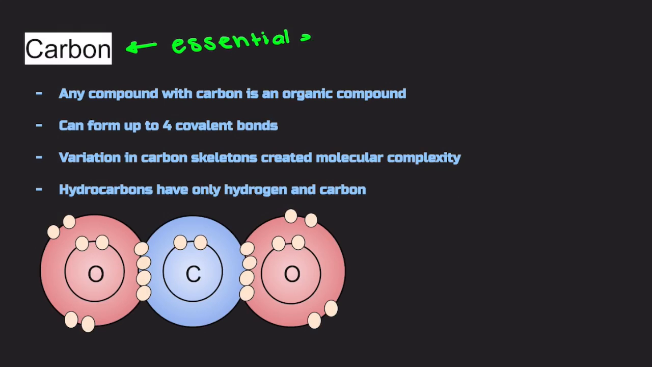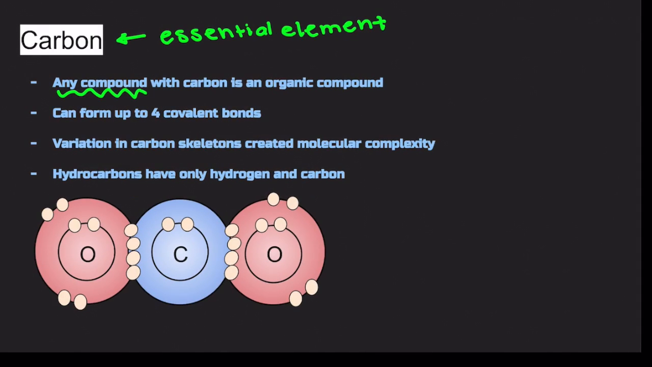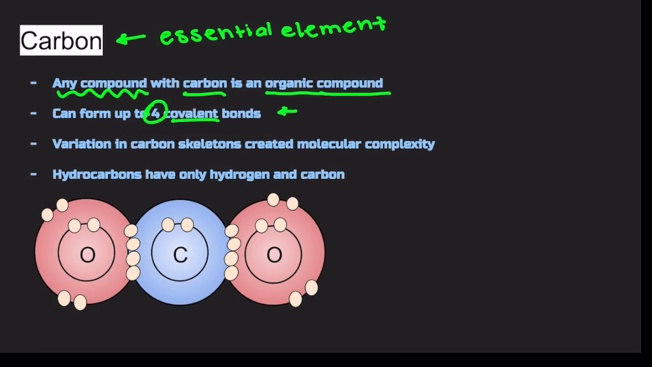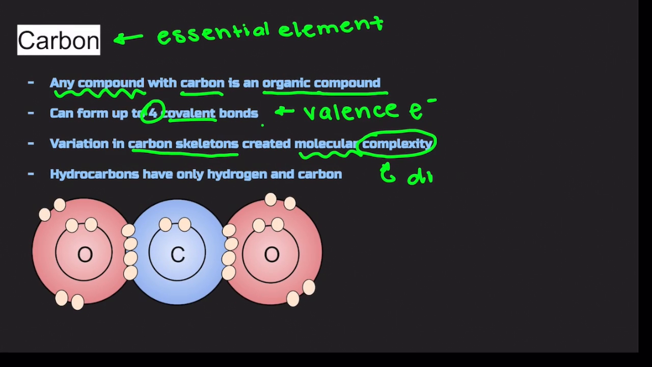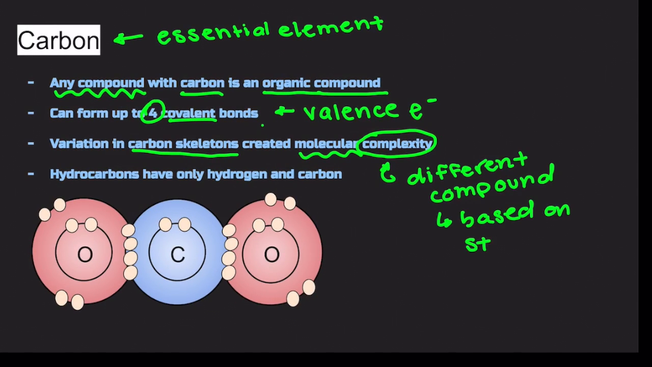Moving on to carbon, it is an essential element. Any compound with carbon is an organic compound. It can form up to 4 covalent bonds because it has 4 valence electrons. Variation in carbon skeleton creates molecular complexity, which is that different compounds form because of their different structures.